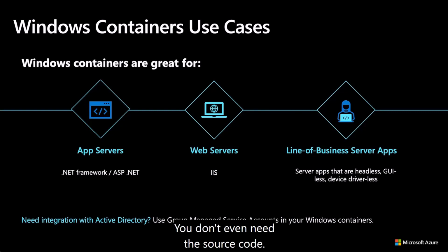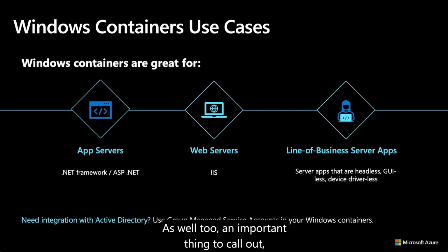You don't even need the source code. You can just take the executables and run them in a Windows container. Although granted, if you do have the source code, if there are some changes that need to happen as you take this app and move it into a container, then it's nice to have that. But you can also migrate an app into a container without the source code, just the app executable.